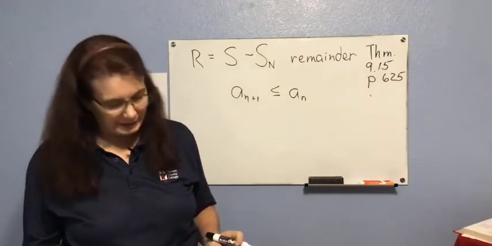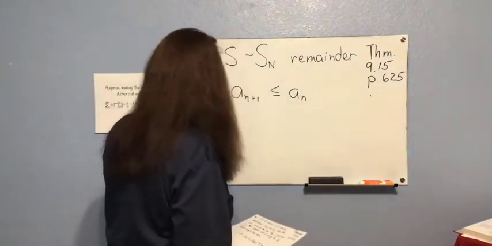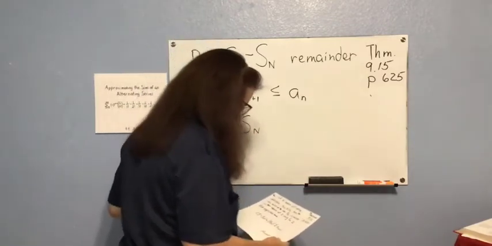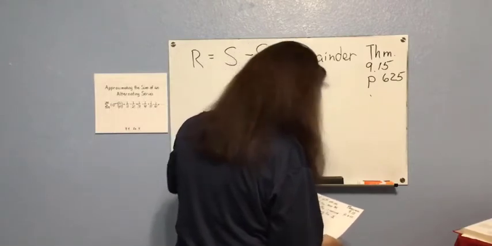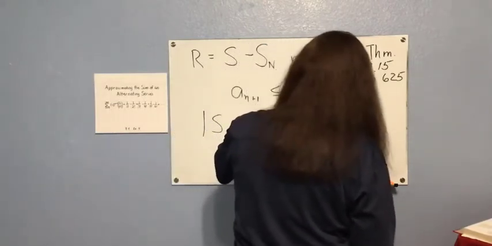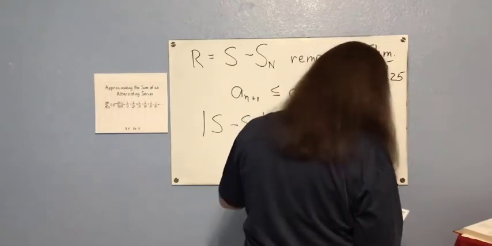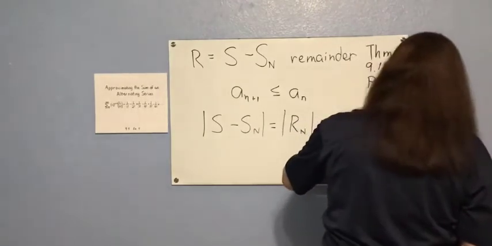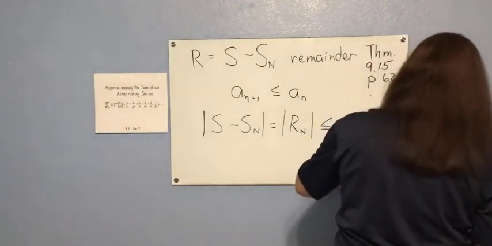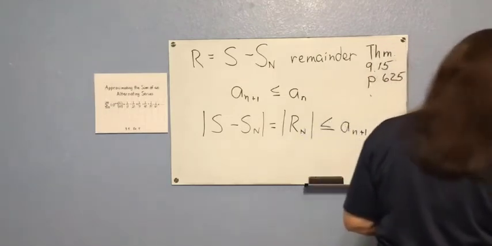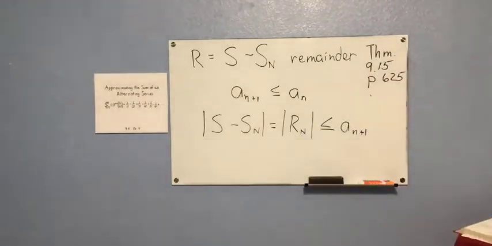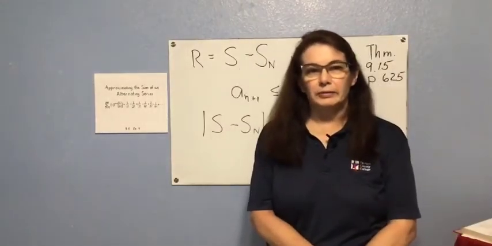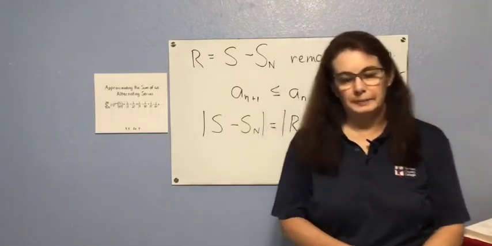So if I wanted to write that in symbols, it would look like this. Absolute value of S minus S sub n is equal to the absolute value of R sub n, which is less than or equal to a sub n plus 1. Okay, and there is a proof of this theorem in Appendix A of your textbook.